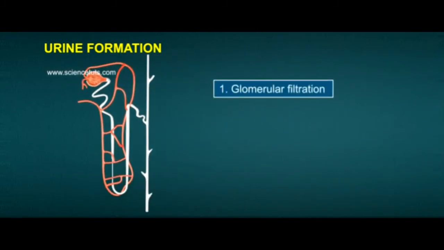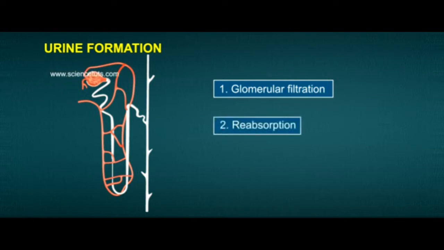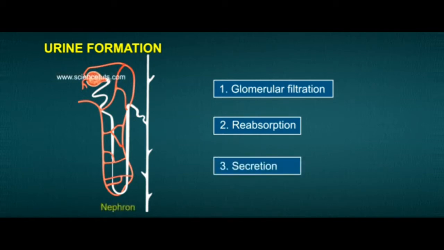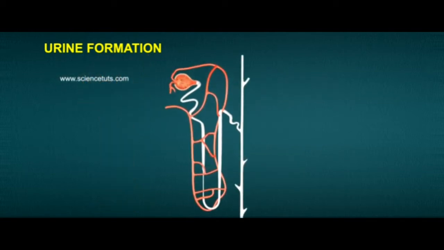First one is glomerular filtration. Second one is reabsorption. Third one is secretion. That take place in different parts of the nephron.